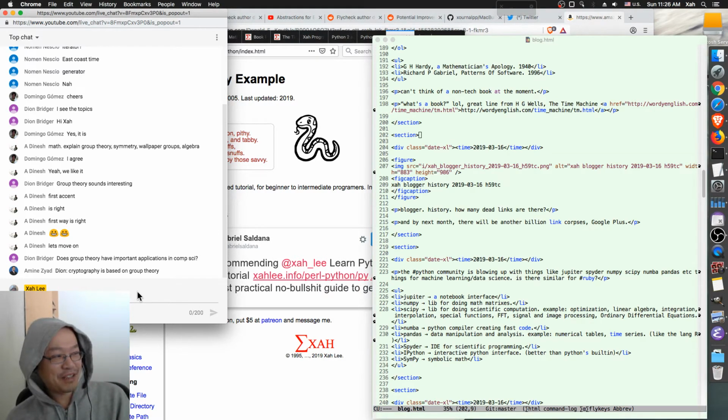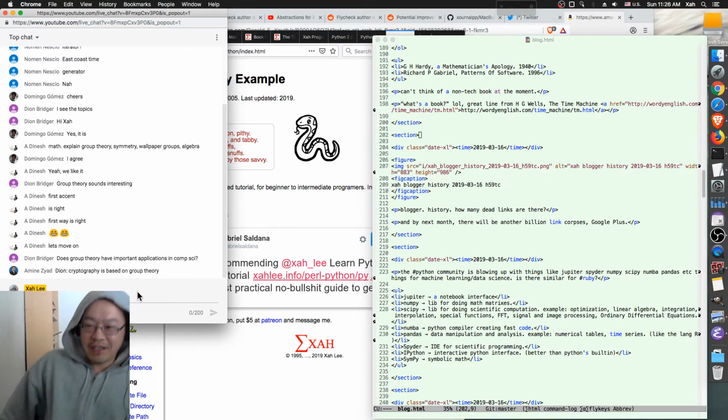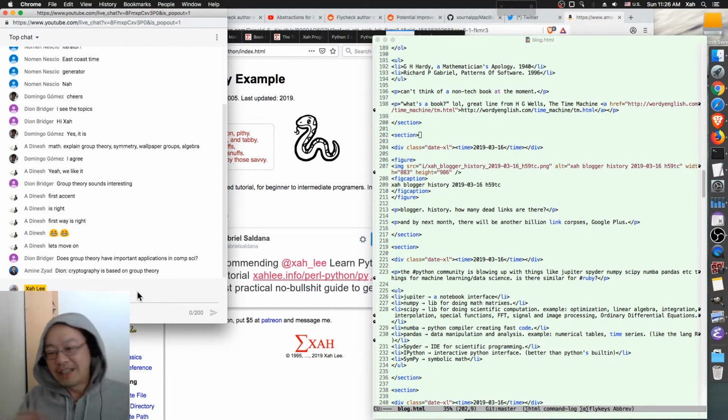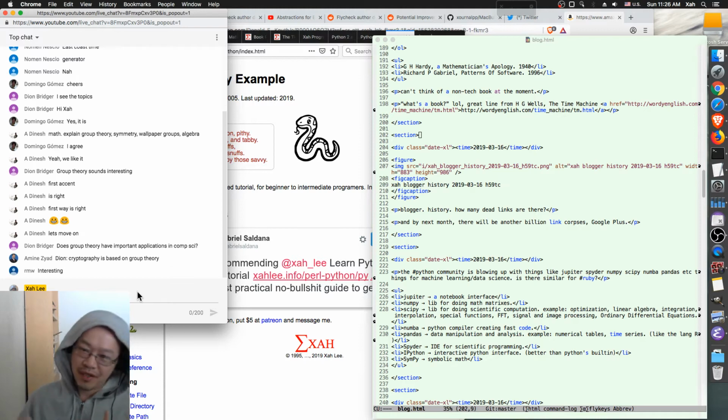Okay, so group theory. Let me begin by saying, okay, group. You know about symmetry, the word symmetry. Now there are many aspects of group theory. There are many approaches.